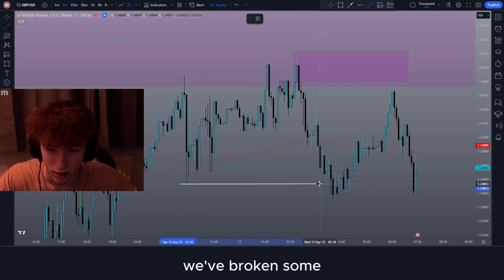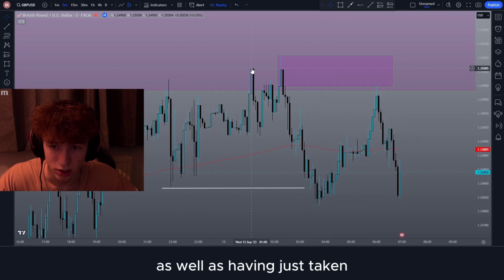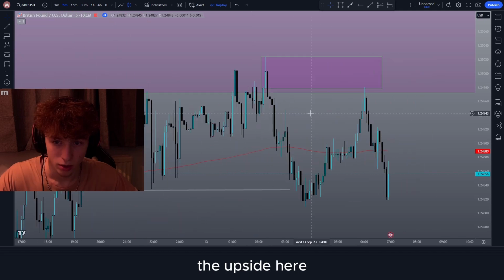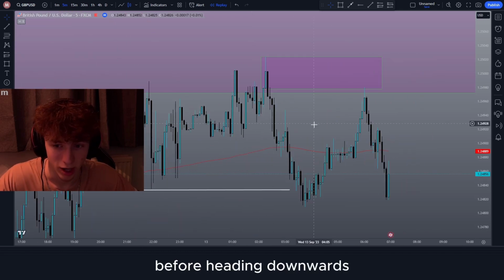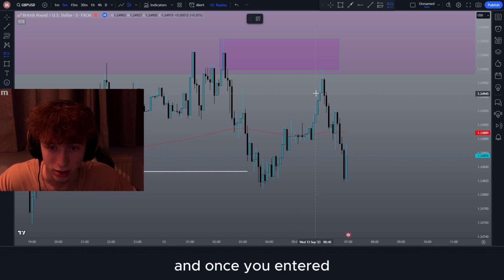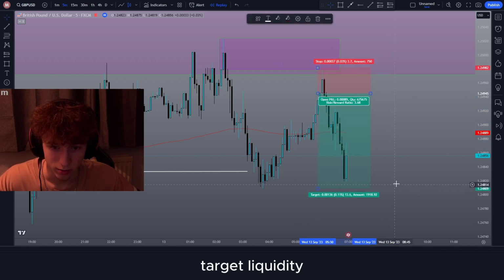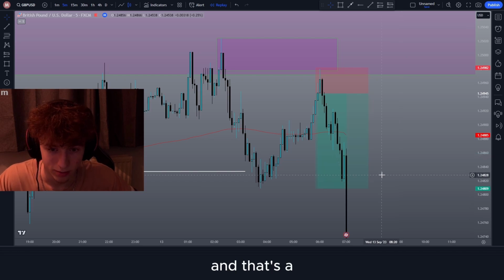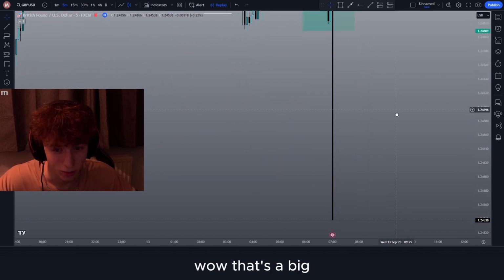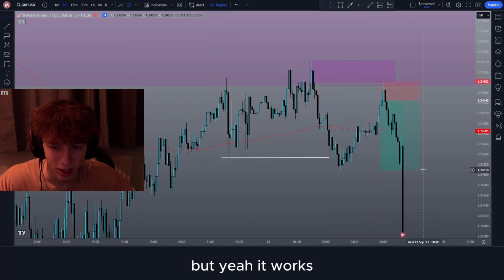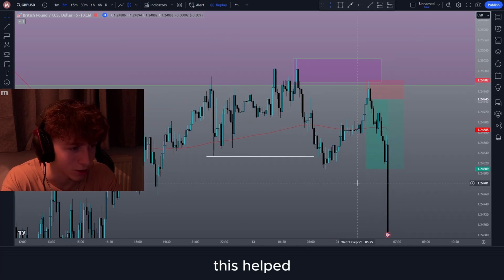We've broken some decent structure here, as well as having just taken out liquidity from the upside here, which we love, sweeping liquidity before heading downwards. And once you've entered, once again, let's say break of candle entry, you could just target liquidity or wherever, and that's a news candle. Wow, that's a big news candle. But yeah, it works.